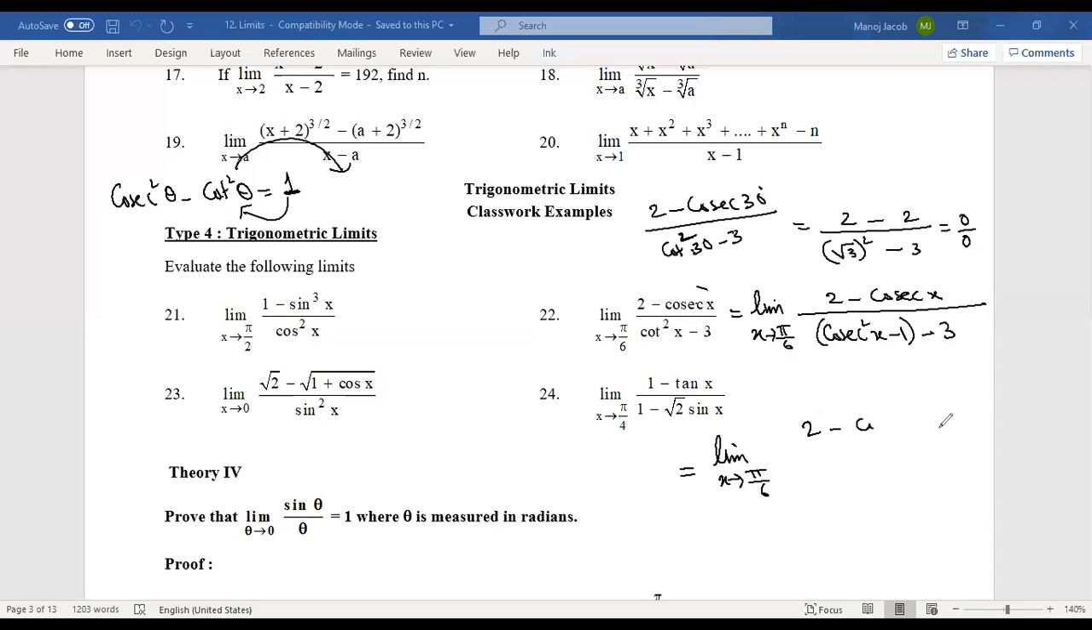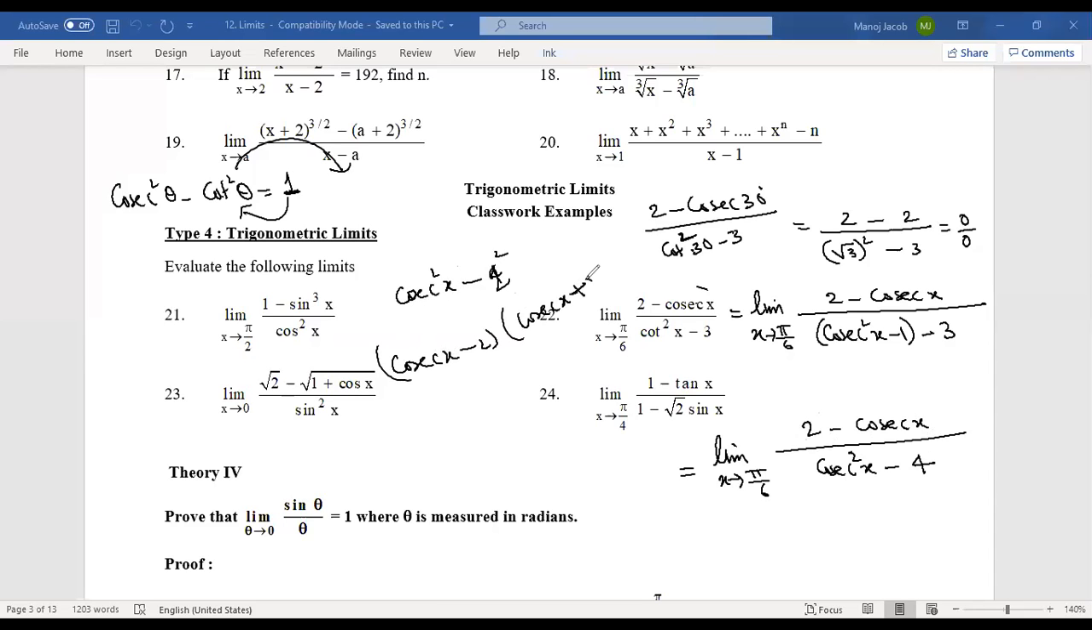So 2 minus cosec x divided by cos x minus 4. 4 is 2 square. So what will the denominator become? Cos x square minus 2 square. 4 will become 2 square. Okay, a square minus b square: cosec minus 2 into cosec plus 2. Is that right? Yes, sir.